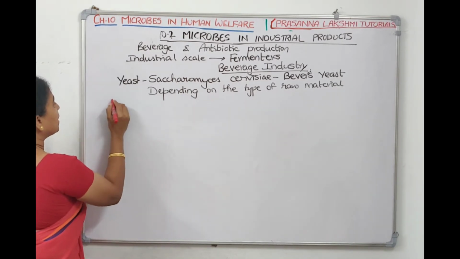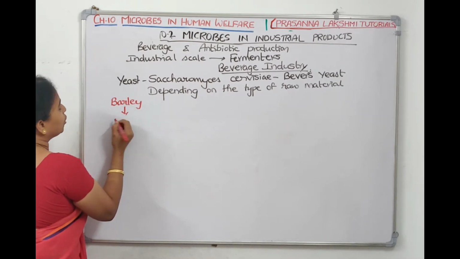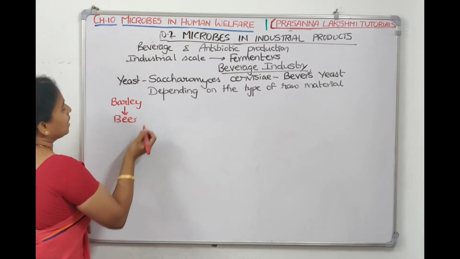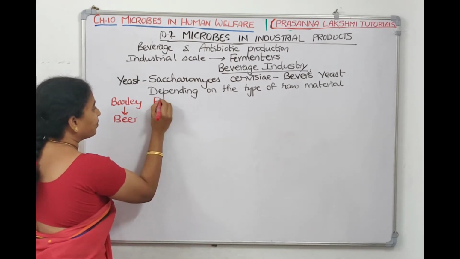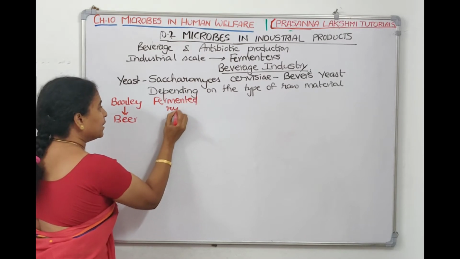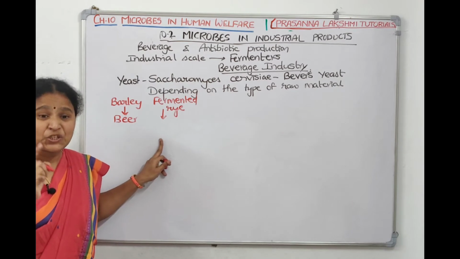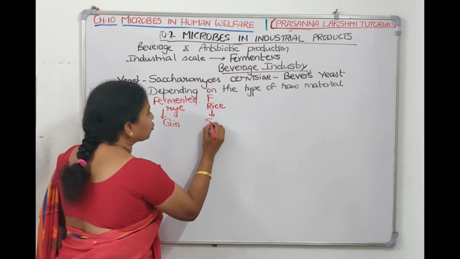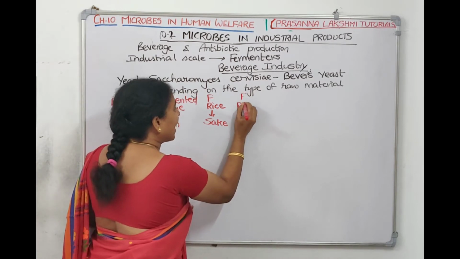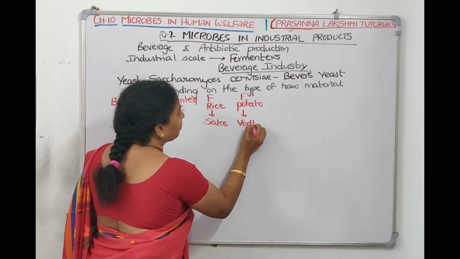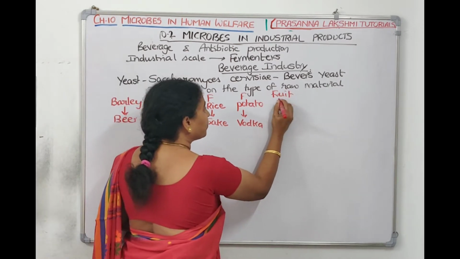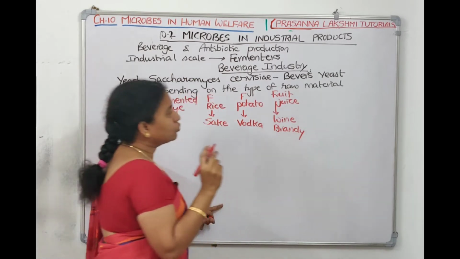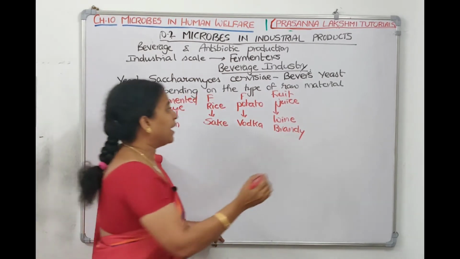Let us see. If the fermented material is barley, then what do we get? If we use fermented barley, then we get beer. Yeah, B with B. Now if we use fermented rye, then what do we get? Fermented rye gives us gin. And next, fermented rice. From fermented rice, we get an alcoholic beverage called sake. Now, fermented potato. From fermented potato, vodka. And from fruit juice, wine and brandy. From molasses, rum is obtained.